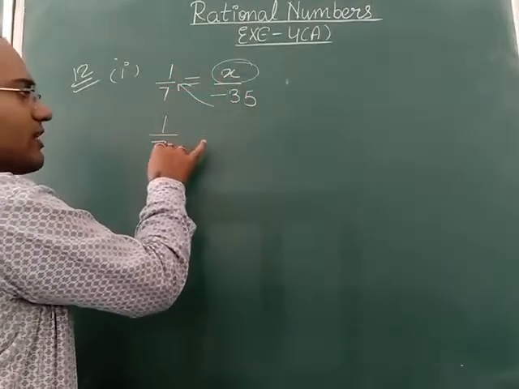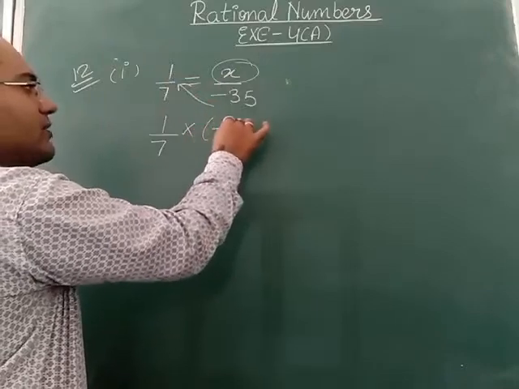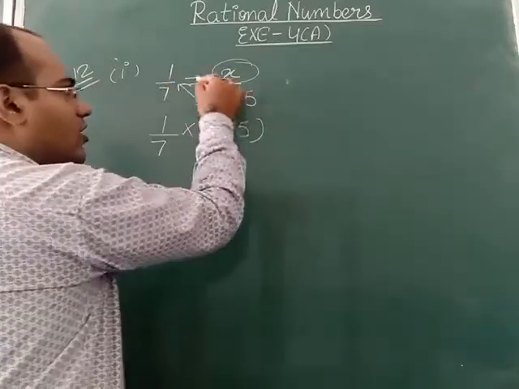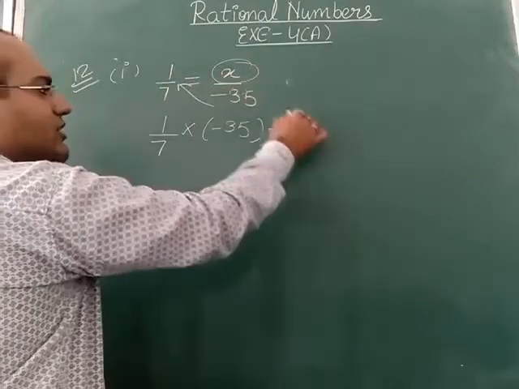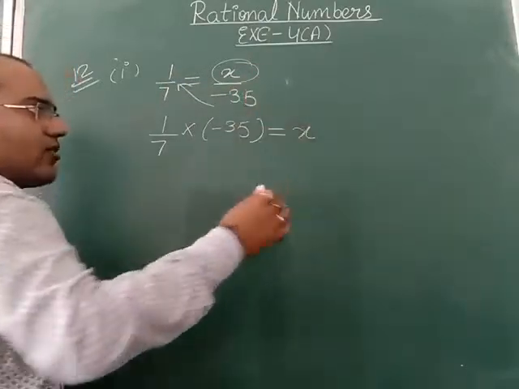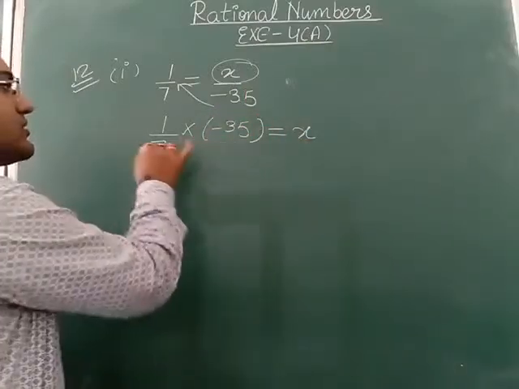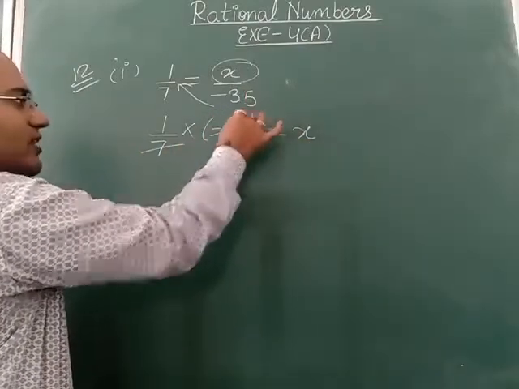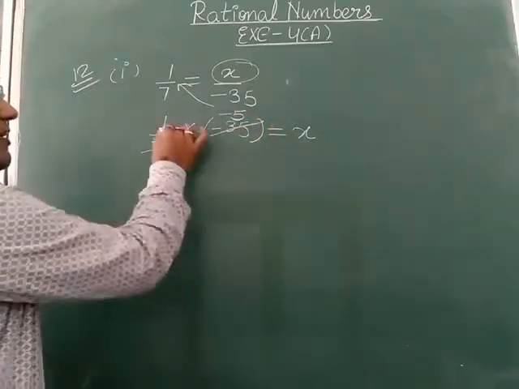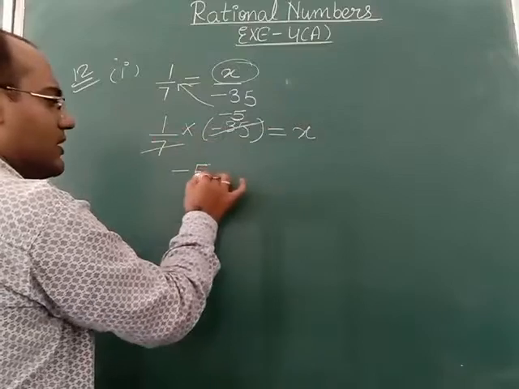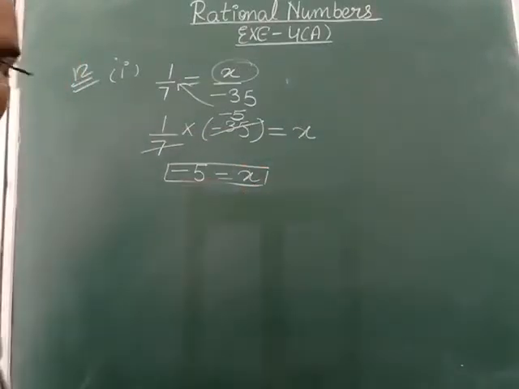So 1 upon 7. Here it is in divide, on the left hand side it will be in multiply. Minus 35, after that the equal sign is there, we will put the equal sign. Now here it is x. 35 we had already removed, we will not write 35 in the denominator now. 7 5s are 35. Here the minus sign is also there, so we will put the minus sign. So 1 multiply minus 5, the answer will be minus 5. So the final answer of x is minus 5.